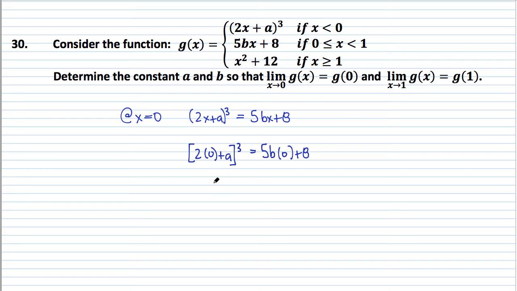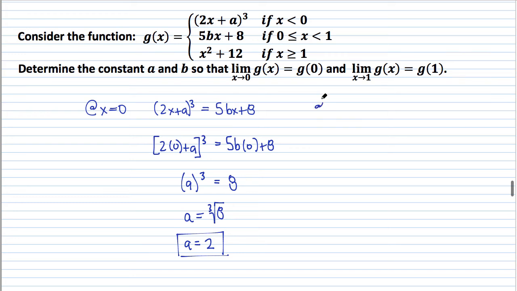So I have a couple terms that go away. So this turns into just a cubed. And on this side, we have 5b times 0, so that is 0, plus 8, which is equal to 8. Therefore, a is equal to the cube root of 8, which is just positive 2. So that's fine. Now we have a value for a.